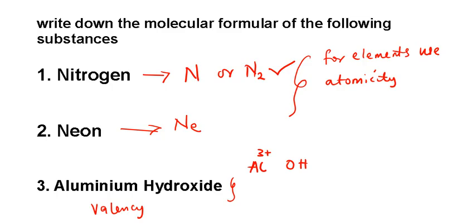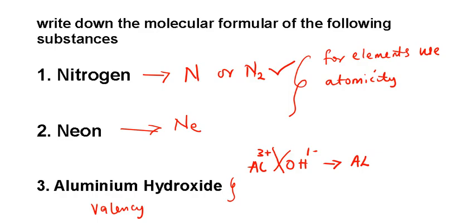So what we're going to do is use the crisscross method, where we exchange their valencies. Exchanging their valency means hydroxide will not take the valency of aluminium, while aluminium will not take the valency of hydroxide. So aluminium takes the valency of hydroxide, which is 1, and hydroxide takes the valency of aluminium, which is 3.